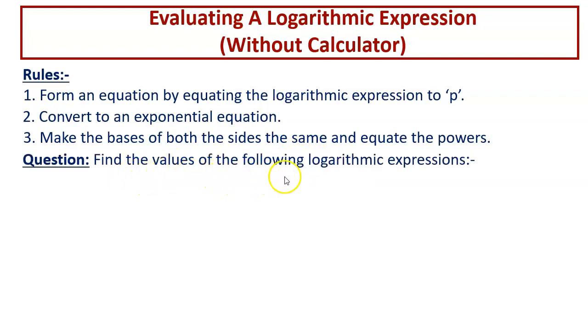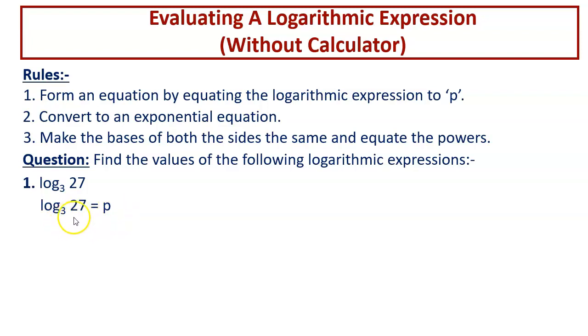Find the values of the following logarithmic expressions. Question number 1. Log 27 to the base 3. What do we do first? We form an equation. It is log 27 to the base 3 equal to p. I have taken this letter p because I wanted to stick to that BAP and BPA rule. Since it is a logarithmic equation, it is following the BAP rule. B is the base, A is the argument, and P is the product. That is why I have taken this letter P.